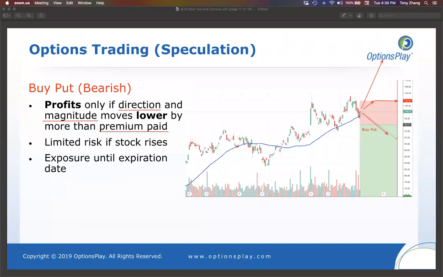But again, you only have exposure until that expiration date. So that expiration date right here, you only maintain exposure up to that expiration date. Anything that happens after that doesn't matter because you're not participating in that.